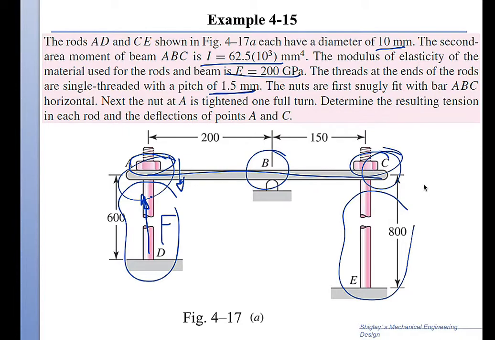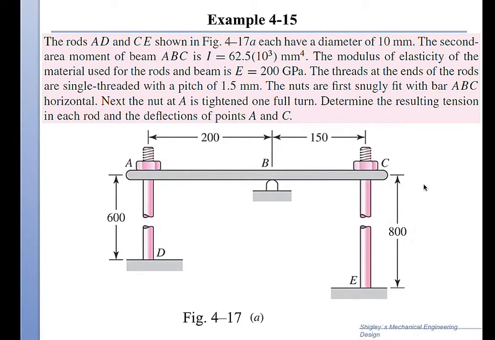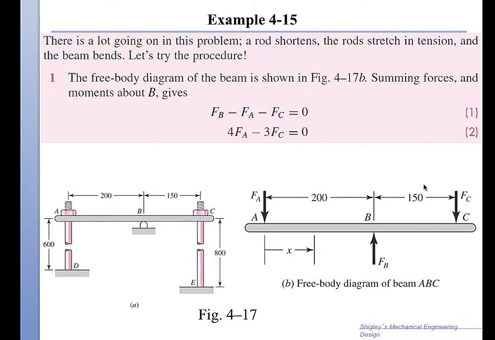So the idea here, which I'm going to go a little bit faster because of time, is that we write the equilibrium. Vertical equilibrium: sum of the forces equal to 0. We have three unknowns, FA, FB, FC. And then the moments about point B gives us another equation. So that's not enough. We need one more equation.